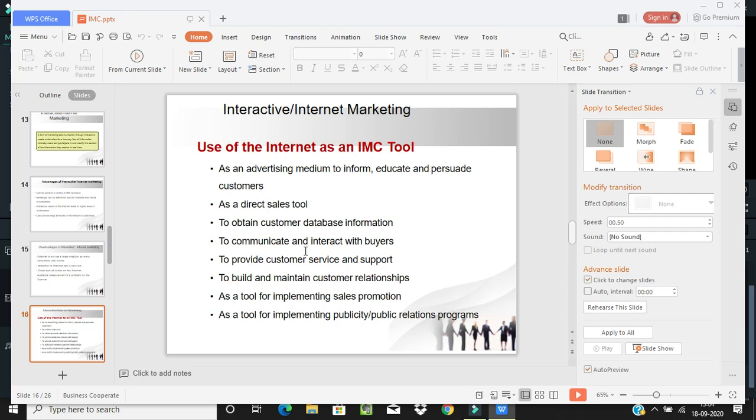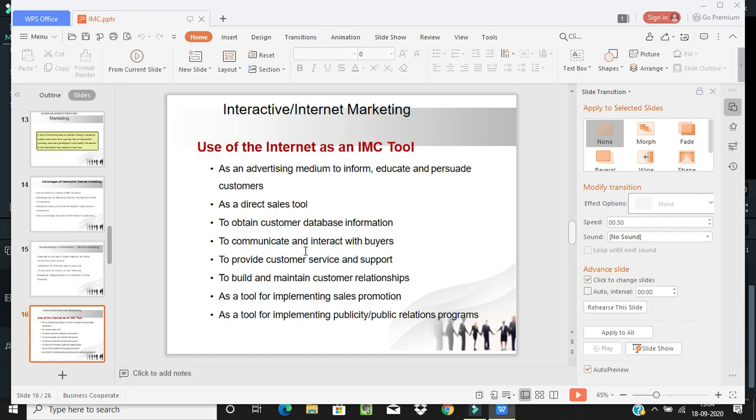Now next, uses of the internet as a tool in IMC. So these are the things where we can see. If you see on the screen, it has been mentioned clearly as an advertising medium to inform, educate, and persuade customers. That means bringing the awareness of the customers about our product. We have to focus on these things.